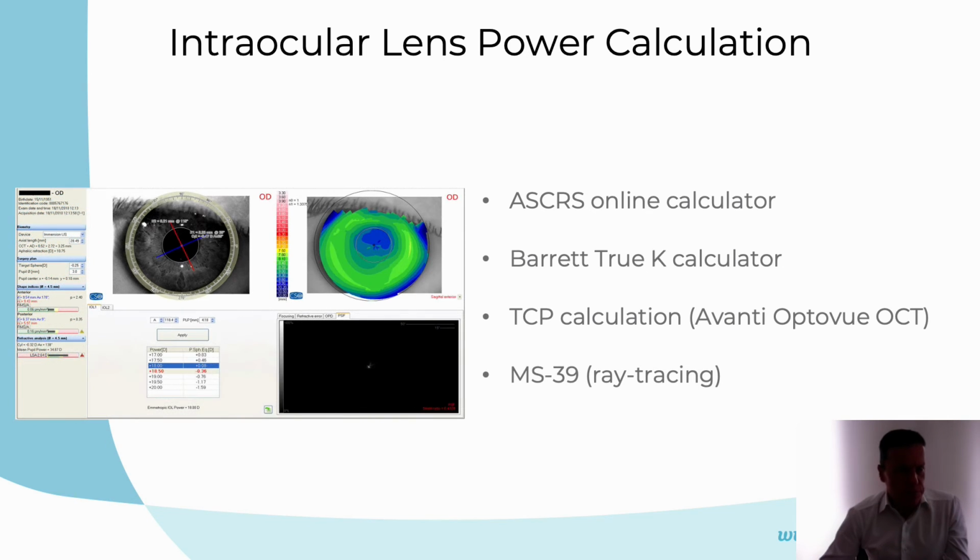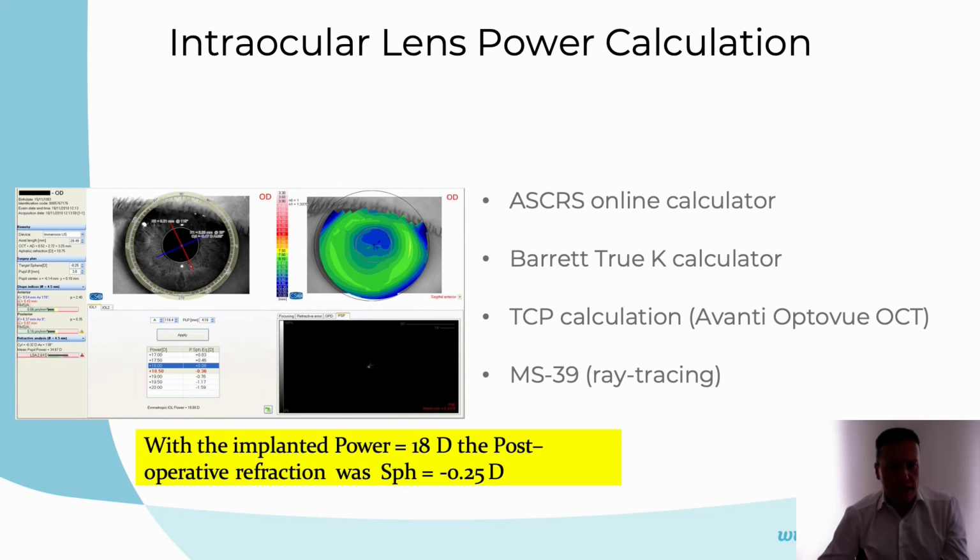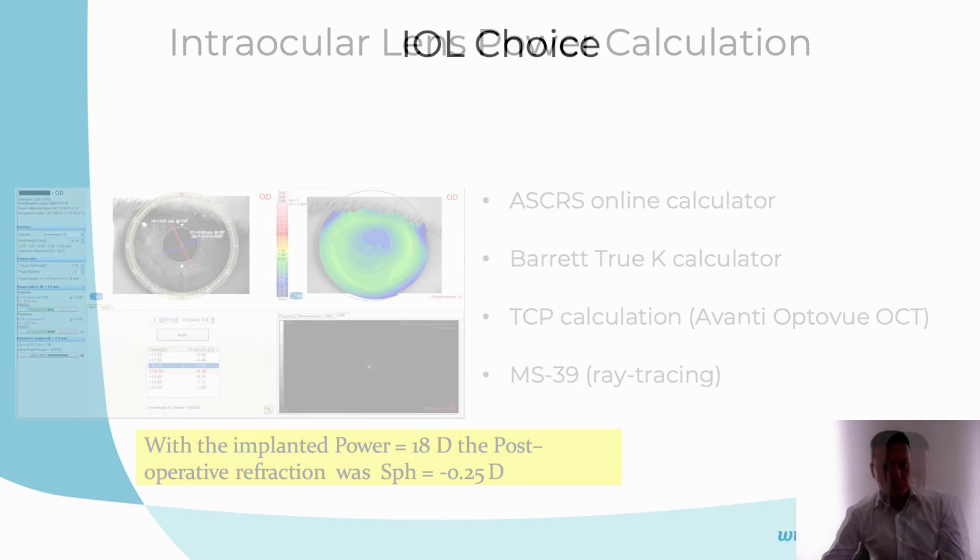Also a very good tool is the ray tracing technology of the MS39. And it gives you the power to implant. For instance, in this eye we implanted the 18 diopter, and the refraction postoperatively was -1/4 of a diopter. For me, these two are now the predominant calculation methods post refractive surgery.